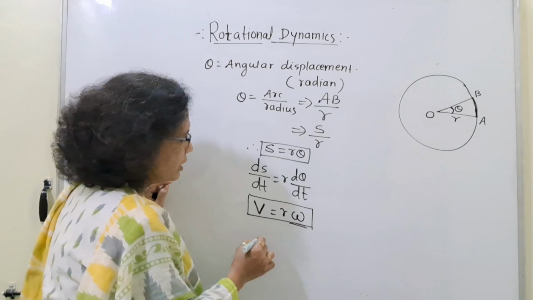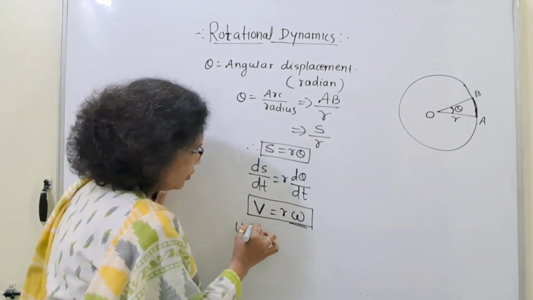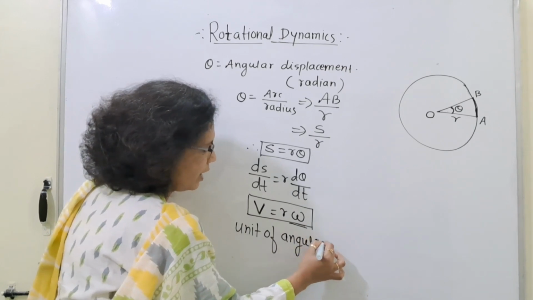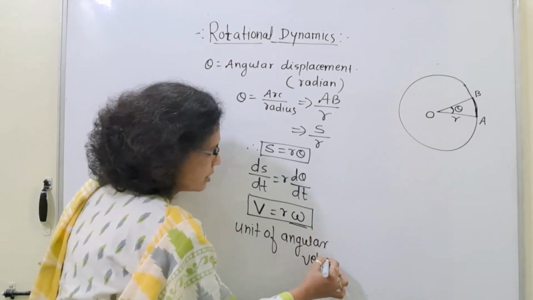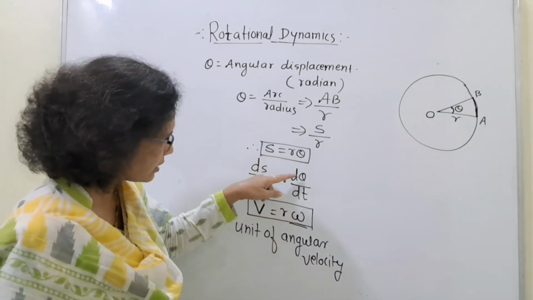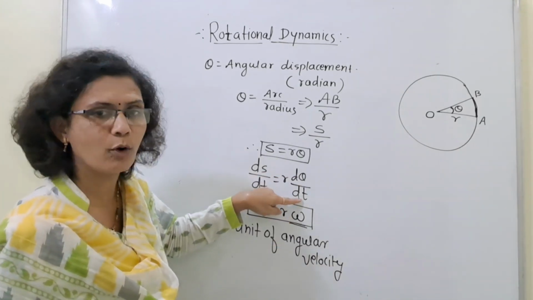This is the relation between linear velocity and angular velocity. Now what will be the unit of angular velocity? Omega is nothing but angular displacement upon time.